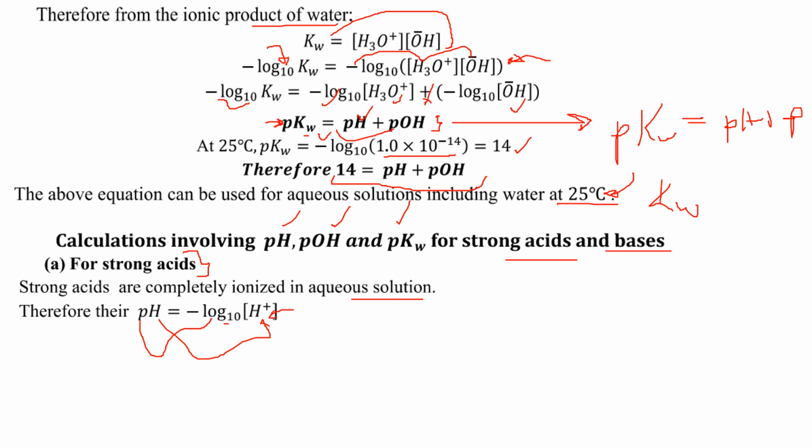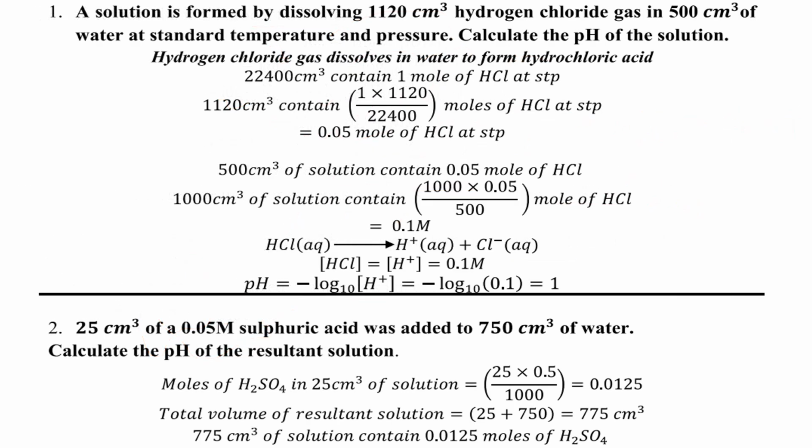And it's saying that a solution is found by dissolving 1120 centimeters cubed of hydrogen chloride in 500 centimeters cubed of water at standard temperature and pressure. Calculate the pH of that solution. Now here, remember that at standard temperature and pressure, hydrogen chloride gas dissolves in water to form HCl. And at standard temperature, STP, it's always 22,400.